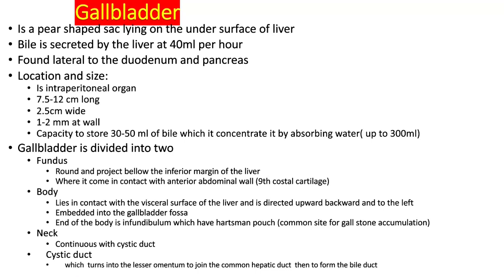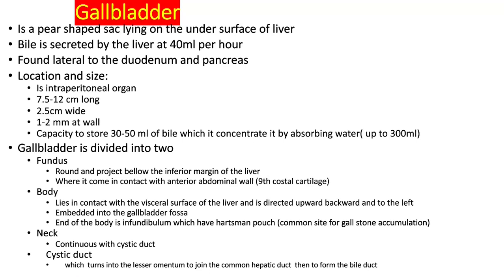and pancreas. It is an intraperitoneal organ, and it's 7.5 to 12 centimeter long, 2.5 centimeter wide, and 1 mm at the wall. Capacity: it can store 30 to 50 ml of bile, and it can store up to 300 ml of bile in case of cholelithiasis.